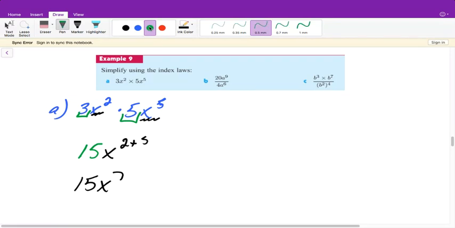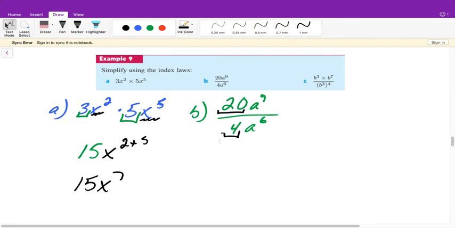All right, then for section B, we are now dividing. Same thing, we divide our likes with our likes, meaning we first look at our coefficients. So these two are our coefficients. Can we simplify or divide them? Well, 4 goes into 20 five times. Then we look and say, are these the same base? And they are. Since they're the same base, we can apply our quotient rule that we learned, which is that when we have the same base, we subtract our powers. So it becomes 5a to the third power.